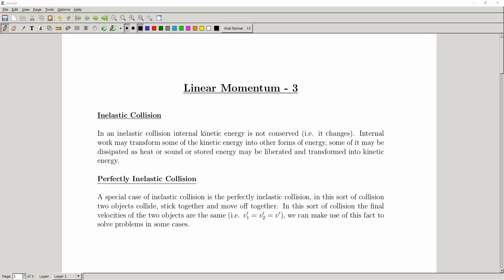system. But in any case, what's happening here is basically we have a collision where we have conservation of momentum, but we no longer have conservation of kinetic energy. Okay, so we can't use conservation of kinetic energy to solve these types of problems.